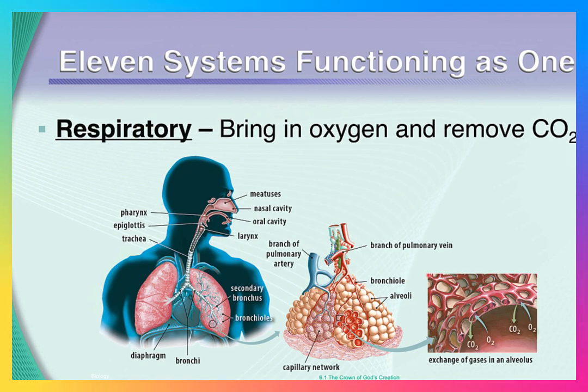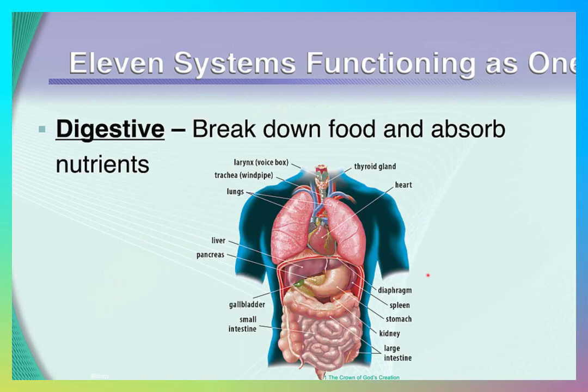The respiratory system is responsible for bringing oxygen into the body and transferring it into the blood, and for removing carbon dioxide from the body, which is transported by the blood to the lungs and then ultimately is breathed out when the person breathes. The digestive system has two functions.